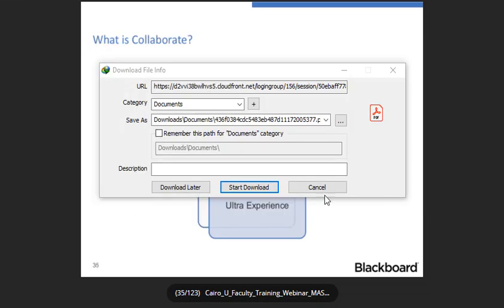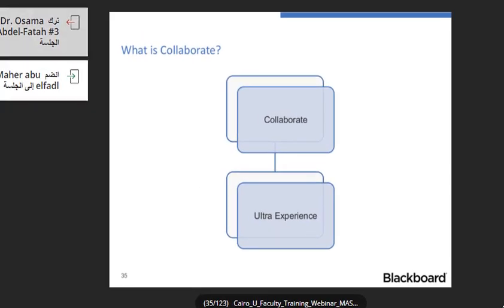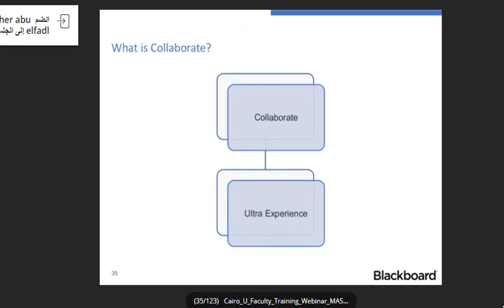Now, as Blackboard, we have provided the Blackboard Collaborate Ultra solution. It is a web conferencing tool that is part of the Blackboard product. So you have Blackboard Learn. This is the learning management system. This is where the courses live and the students and instructors interact with each other, see the content, post their work, upload the materials, and so on.